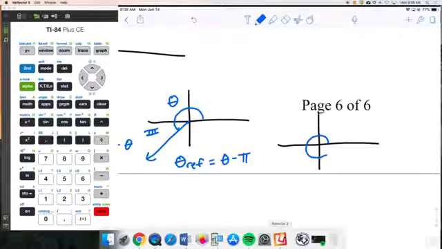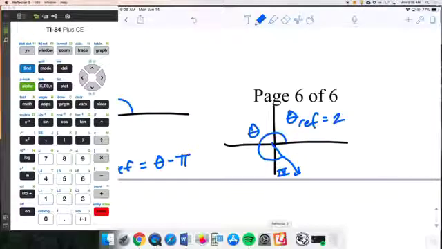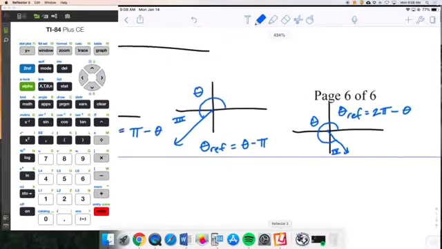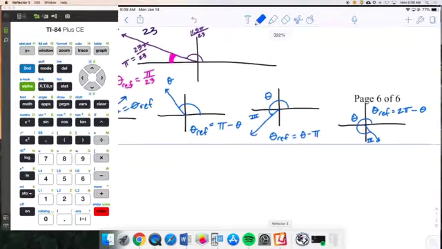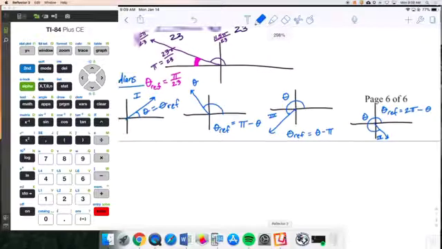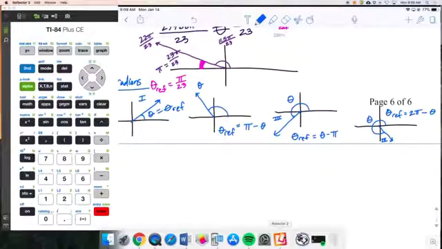If we go all the way around here and we terminate in quadrant 4, there's theta that gets us over there. Then the reference angle is what? Excellent. Not 360 minus theta, but the equivalent to 360, 2 pi minus theta. Okay? Sure. It's the same diagram we did the other day. The only difference is instead of 180, we're using pi, and instead of 360, we're using 2 pi.